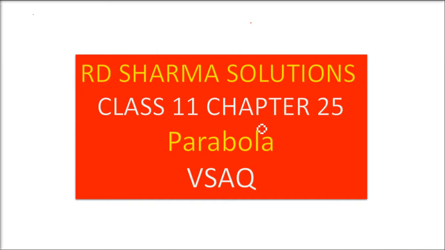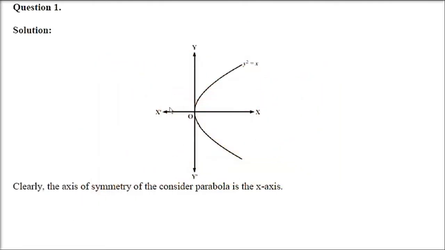This is R.D. Sharma solution, class 11, chapter 25, parabola. Here we have very short answer questions, VSAQ. The first question is, write the axis of symmetry of the parabola y square equals x.